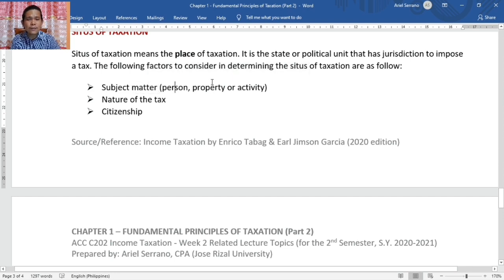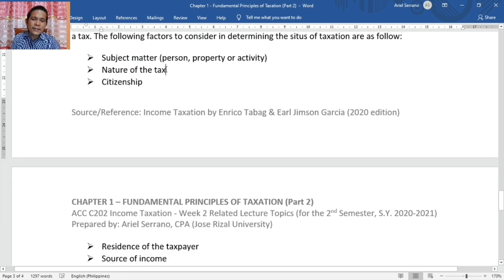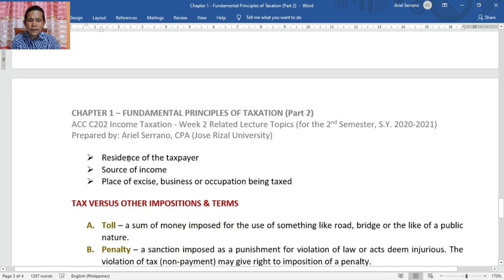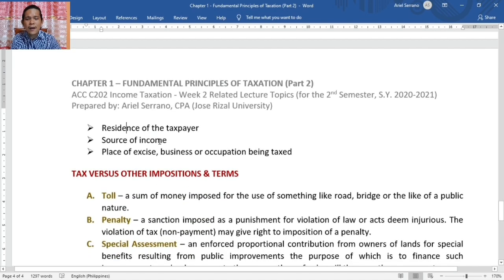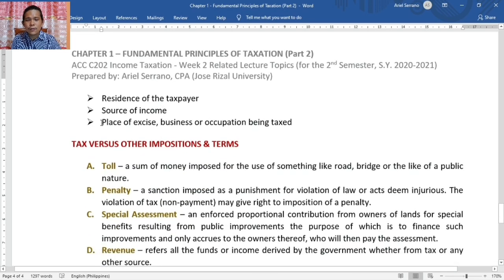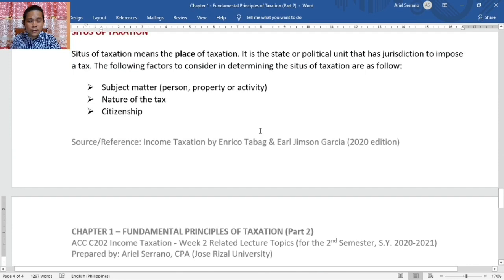Ito ba ay tao? Ito ba ay ari-arian or activity? Anong klase yung tax na ito? Yung citizenship ng taxpayer, kung saan siya nakatira, ano yung source ng kanyang income, and then yung place of excise, business, or occupation being taxed. Okay? O, pag tinanong kayo, ano yung Situs of Taxation? That is the place of taxation.